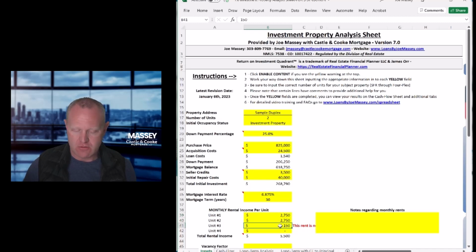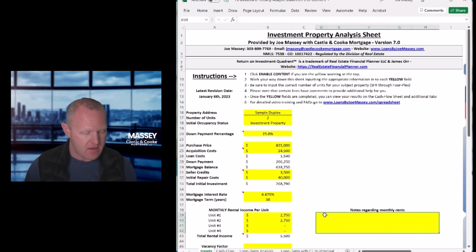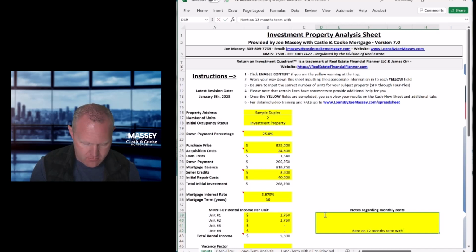If you have additional ancillary rent that you're going to be getting, you would want to add it to one of these 2 fields here. All right. But in this case, there was nothing like that. There's just the 2 units that they're going to be renting out. You can put notes over here on the right-hand side. If you say, maybe we're going to rent on 12-month term with renewal in February of 2024.